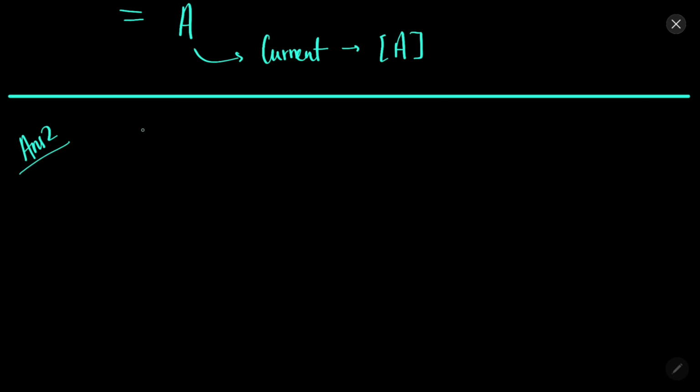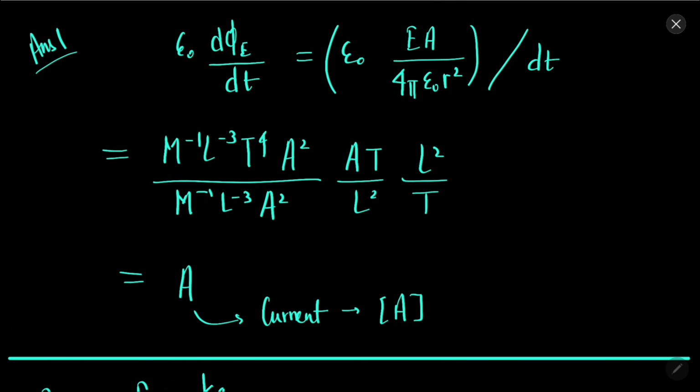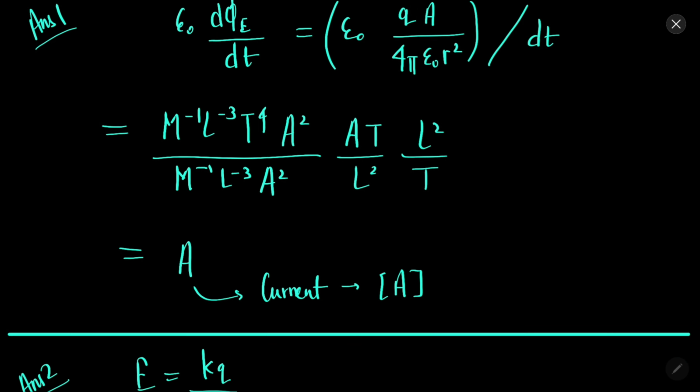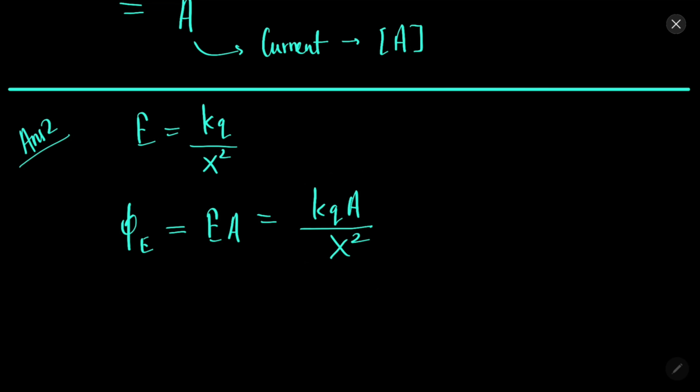Second question. So we know that electric field is kq over r square or x square. So the electric flux is electric field into area, that is kq into a over x square. This is the same thing that we used here. Oh, this should have been q. By mistake I wrote e. Okay, so this is the same formula that we used over in the first question.